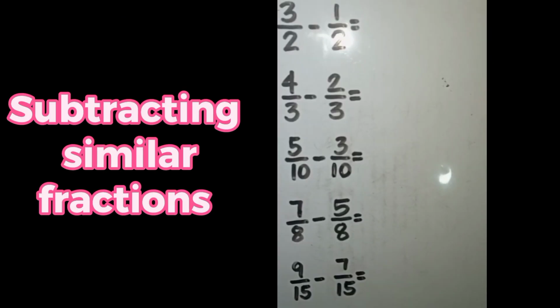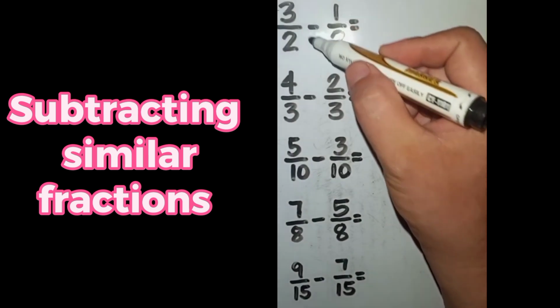We have to subtract fractions. Fractions that are similar. When it's similar, that means they have the same denominators. So we have here 3 halves minus 1 half.